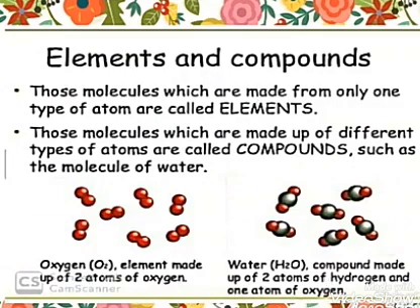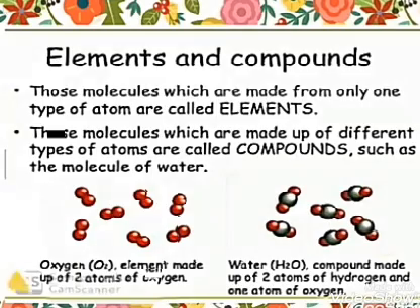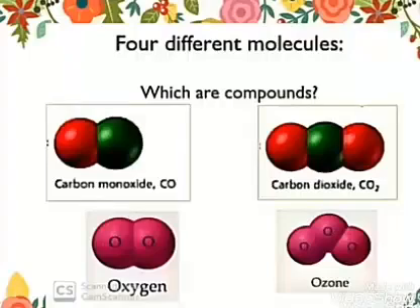Next is elements and compounds. Those molecules which are made from only one type of atom are called elements, and those molecules which are made up of different types of atoms are called compounds. These are four different molecules.